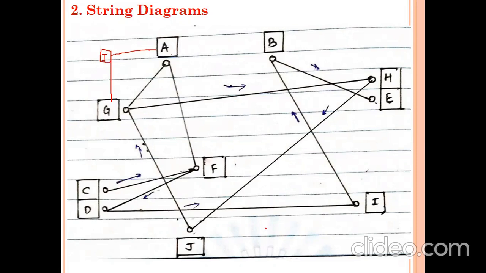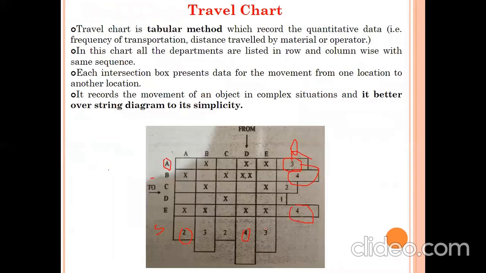So we have to arrange the machines in such a way that the traveling time should be less, and you can calculate that traveling time based on this chart. This is the main aim of method study: to reduce the unproductive time and increase productivity.